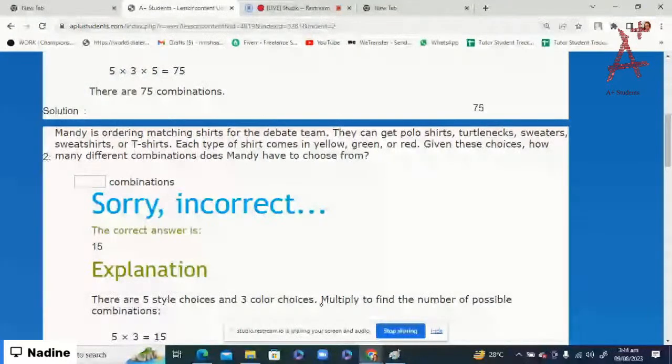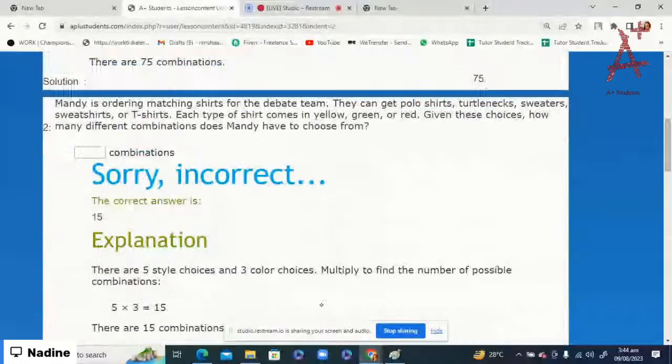Let's check how many total types of shirts. One, two, three, four, five. And how many total colors? One, two, three. Simply multiply five with three. Total number of shirt types with total number of shirt colors, then simply we got the answer. So here the answer is 5 times 3 is 15.